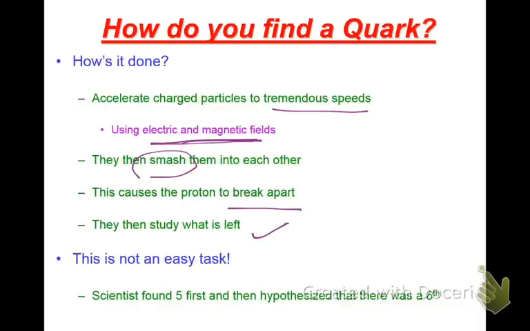And this is not easy at all, because we're talking about really, really small things. I mean, we're talking smaller than protons and neutrons. And so basically, the scientists found the first 5, and then they hypothesized that there was a 6th because they figured that they come in 3s.